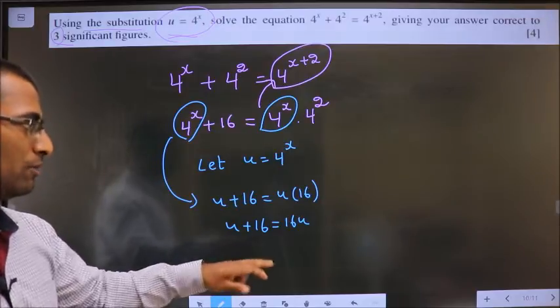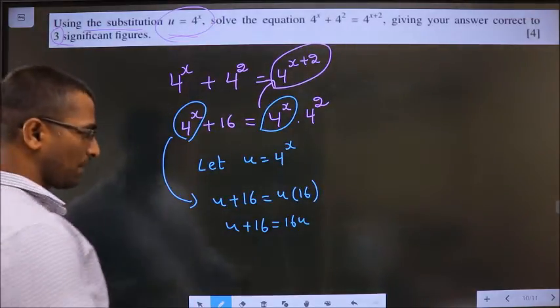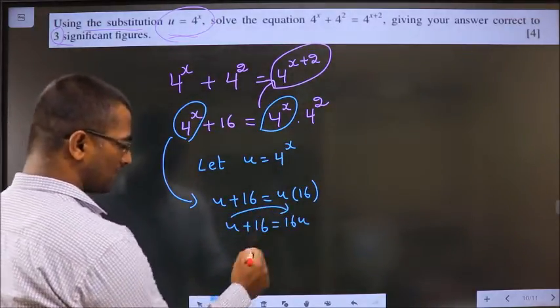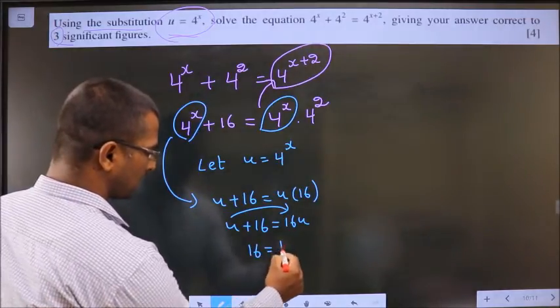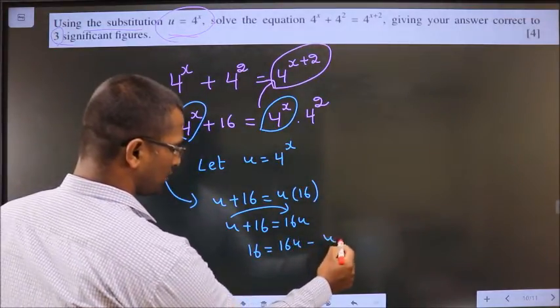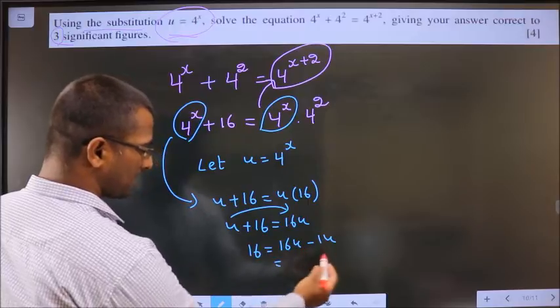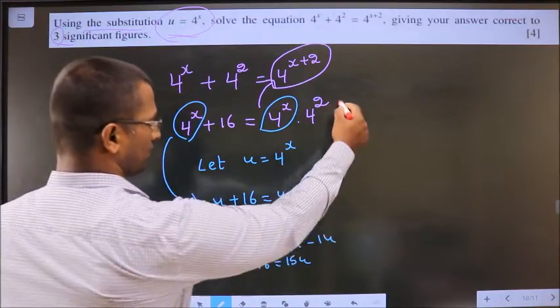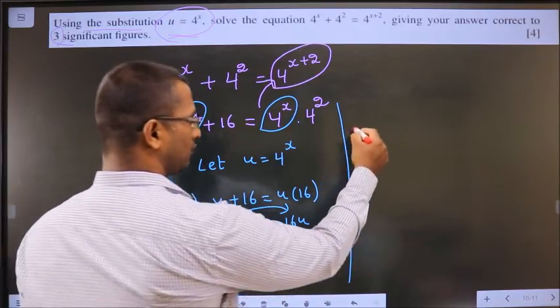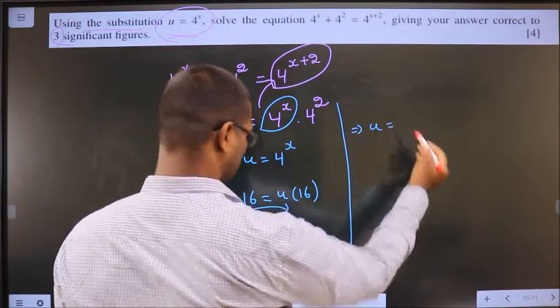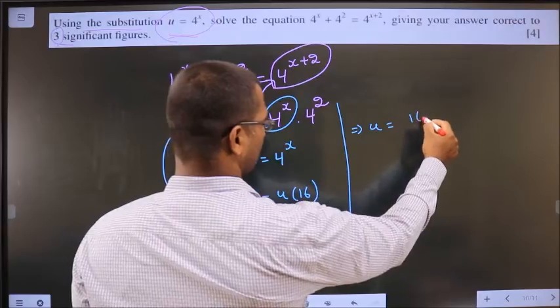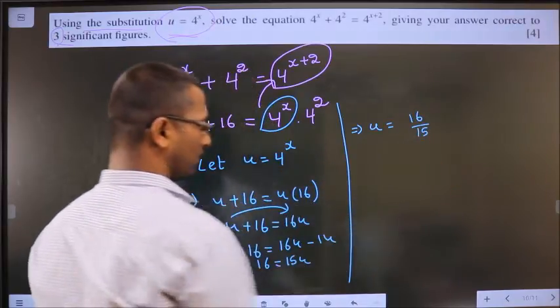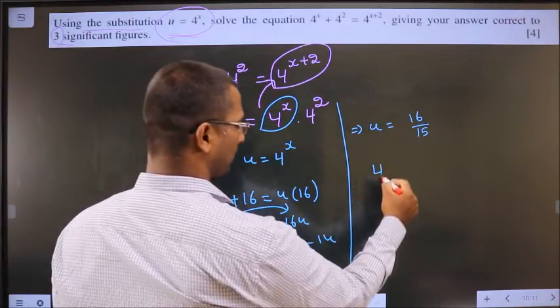To calculate u, make u the subject. So, send this u to the other side. So, 16 is equal to 16u minus u, 1u. 16 minus 1, 15u. So, send 15 to the other side. u is 16 by 15. Okay, u is nothing but 4 power x.